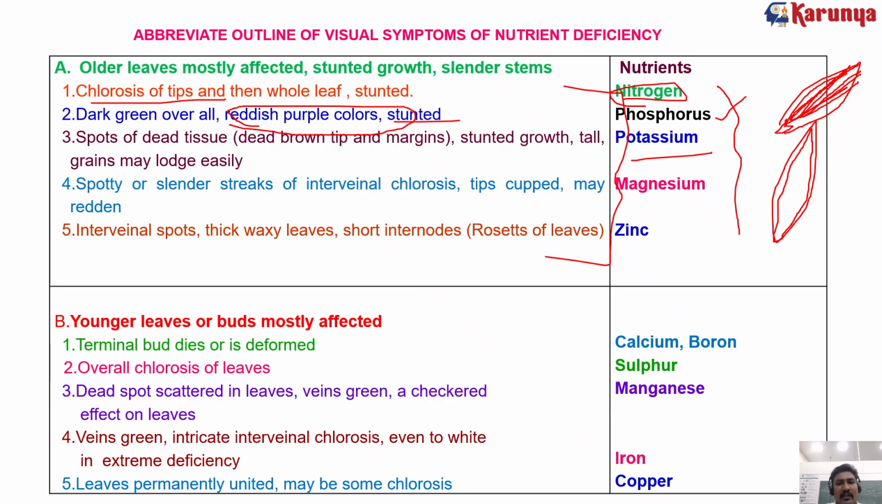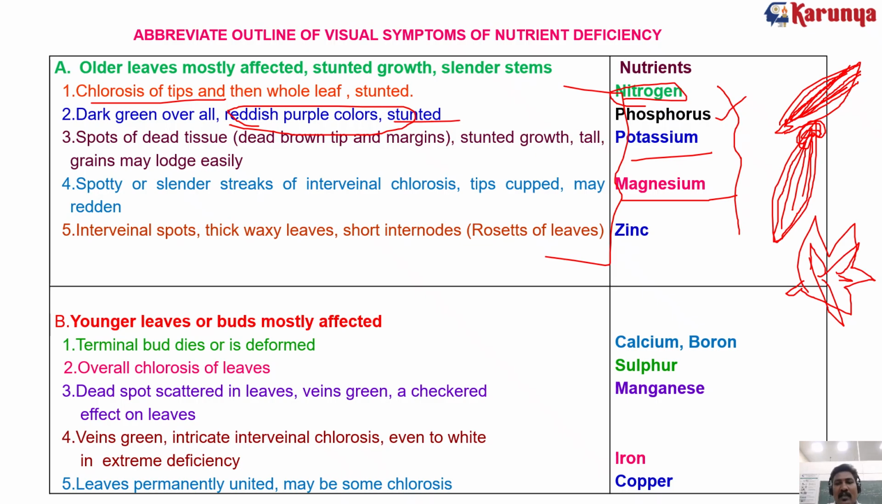And the next one is magnesium. Spotty and slender streaks of intervenal chlorosis is the deficiency symptom, and also the leaf tips will be cupped, meaning upward curling is a deficiency symptom of magnesium. Especially in cotton, it will produce reddening. The leaf area will completely turn reddish in color. It is not a phosphorus deficiency.